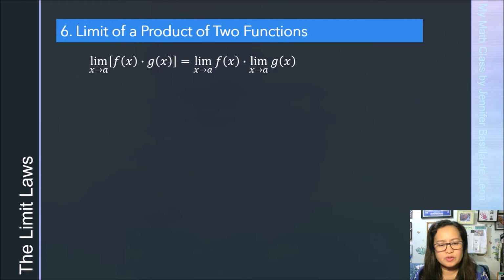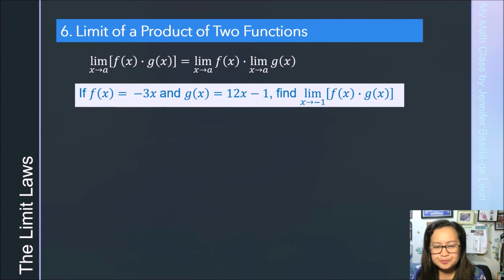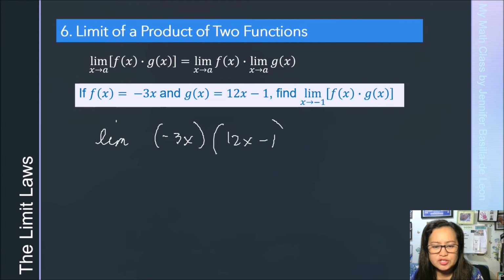What about if we have a limit of a product of two functions? Just like in the rule, if we have f of x equal to negative 3x and g of x still 12x minus 1, we are asked to find the limit of the product of f of x and g of x as x approaches negative 1. So we evaluate that. It's like the limit of negative 3x times the limit of 12x minus 1, as x approaches negative 1.